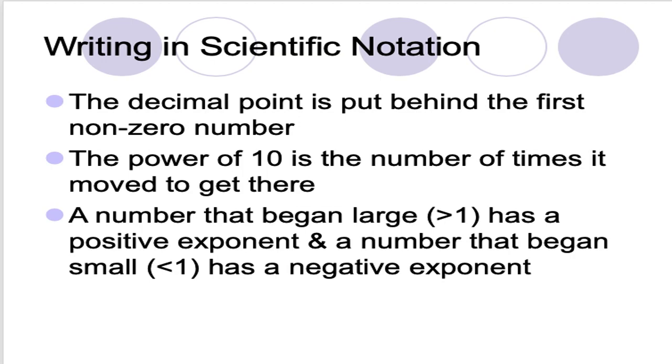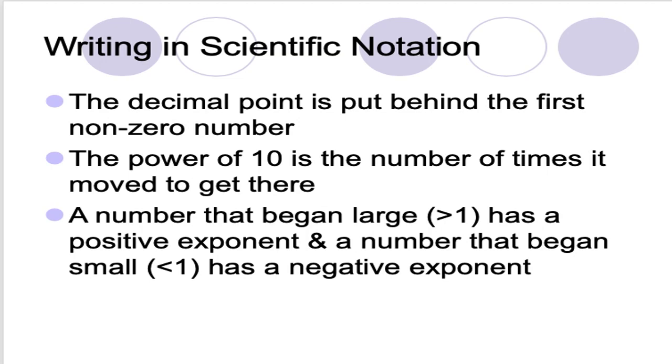In scientific notation, what you do need to remember is first that the decimal point is put behind the first non-zero number. That means that from left to right, whatever number is the first non-zero number between 1 and 9, that's where you put your decimal point. Second, the power of 10 is the number of times it moved to get there. So if you moved it 3 times, then it's times 10 to the power of 3. If you moved it 4 times, times 10 to the power of 4, so on and so forth.